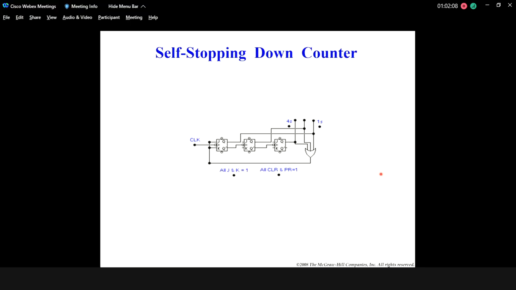Now, the self-stopping down counter, based on what I mentioned just now. We add here an OR gate with 3 inputs if our counter is only 3 bit. So when it becomes 000, all three become 000. The 0 goes to the OR gate and gives the output 0, and 0 goes to J and K. So what happens when 0 goes to J and K in this condition?